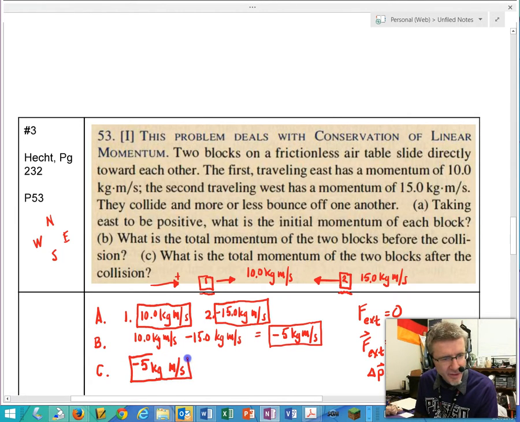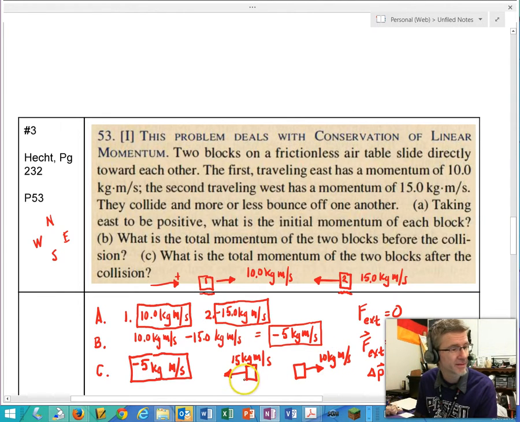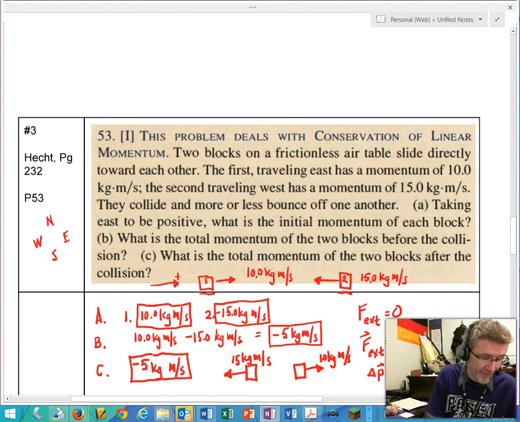I think you should convince yourself that what's going to happen after is block 1 is going to bounce off and go 15 kilogram meters per second, and then block 2 is going to bounce off and go 10 kilogram meters per second. So in a sense, they're going to trade their velocities. And that's it.